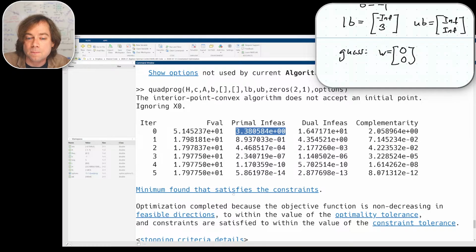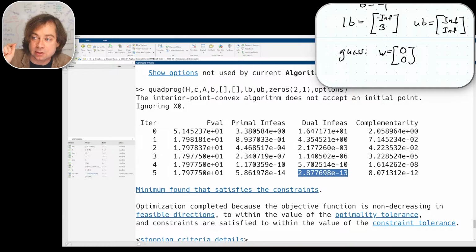Notice with each iteration, it tries to get better, meaning it gets closer and closer to 0. Look at that: 10 to the minus 7, 10 to the minus 10, 10 to the minus 14. That's a tiny value. The closer it gets to 0, the closer it is to a solution that is what we call feasible. Now here, this dual infeasibility is telling us, more or less, how close we are to not just a feasible solution that satisfies the constraints.